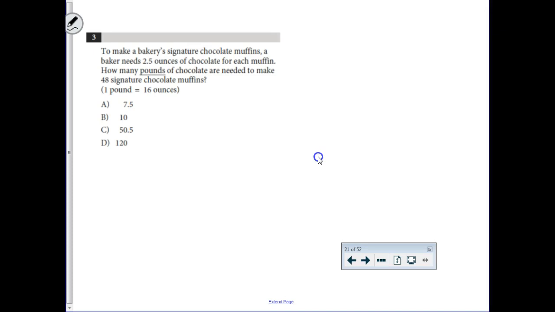All right, to make a bakery signature chocolate muffin, a baker needs 2.5 ounces of chocolate. How many pounds of chocolate are needed to make 48 signature chocolate muffins? Anytime there's a baking question or a recipe question, it's a proportion, every single time. So this is going to be a proportion question. 2.5 ounces makes 1 muffin. So how many ounces to make 48 muffins? That would be a good place to start this question.